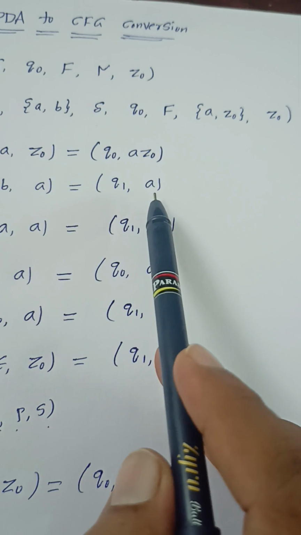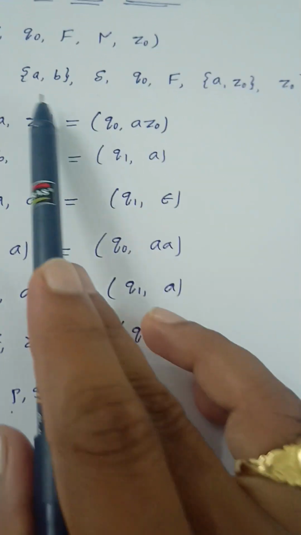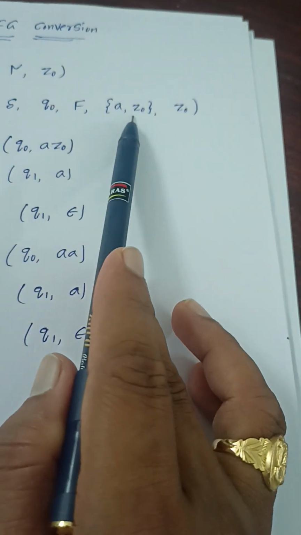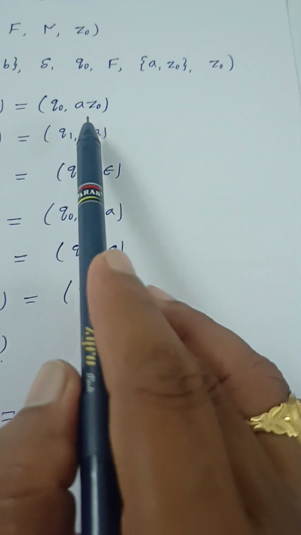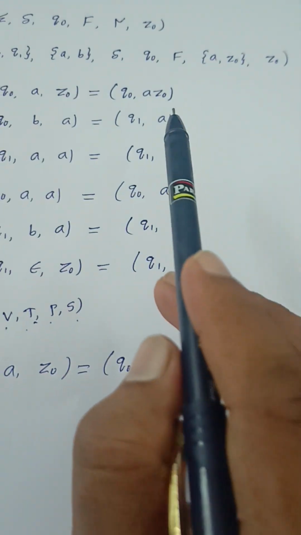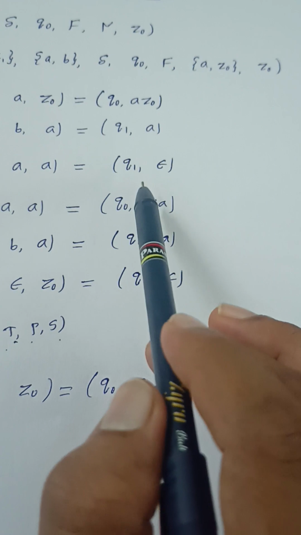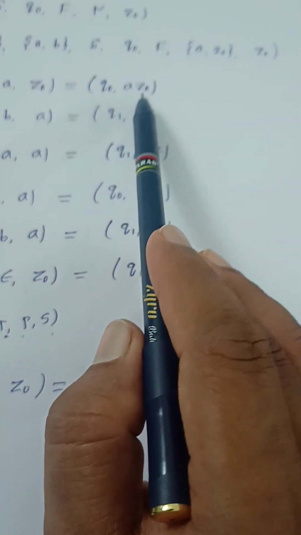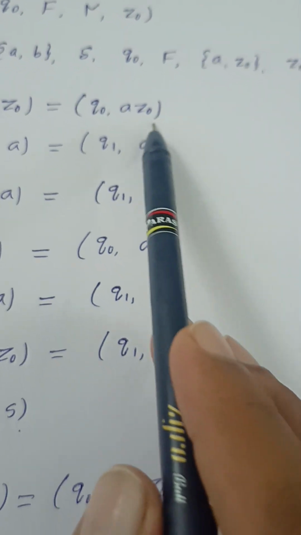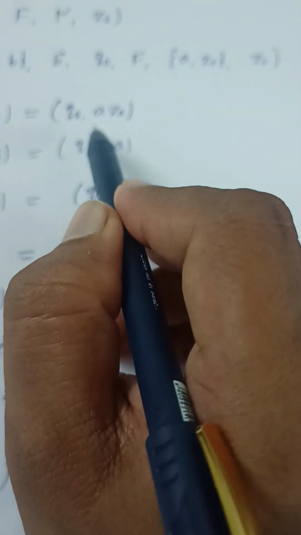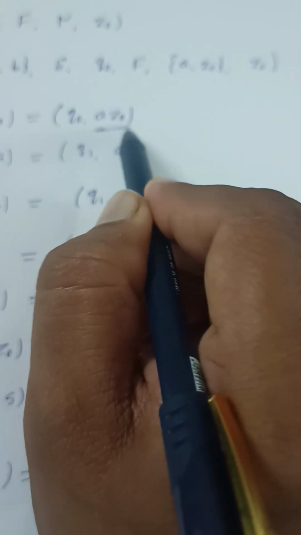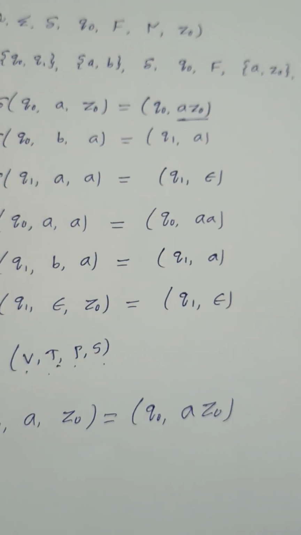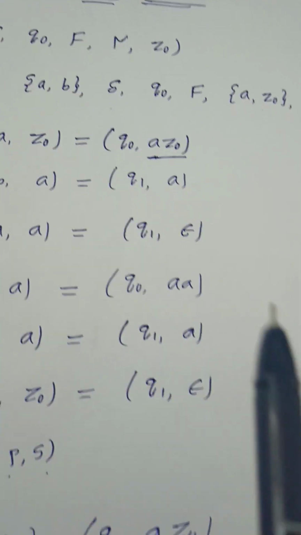a comma b are the input symbols, a comma Z0 is the stack symbols. So the second field is related to the combination of input symbol and stack symbol. Mainly it purely depends only on the second field of the right hand side. That's why we will focus on that.